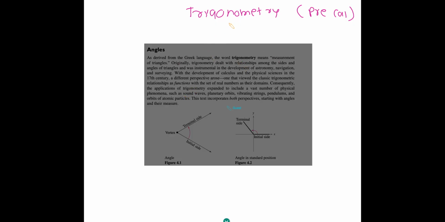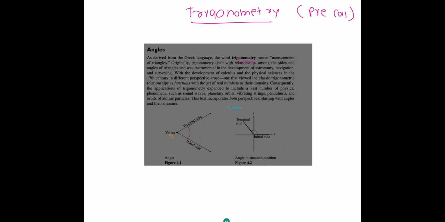So, angles in trigonometry. The word trigonometry derives from the Greek, meaning measuring the triangle. Originally, trigonometry deals with the relationship between the sides and angles of the triangle, and was instrumental in the development of astronomy. These are some of the parts they have given. Here the classic trigonometric relationships are functions within a set of real numbers as their domain, and consequently the applications of trigonometry expanded to physical phenomena.